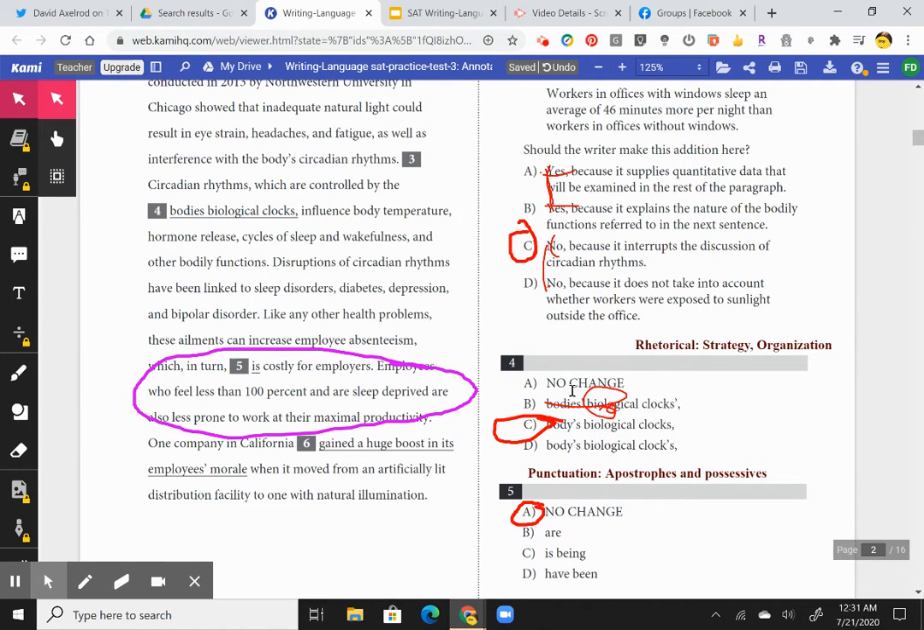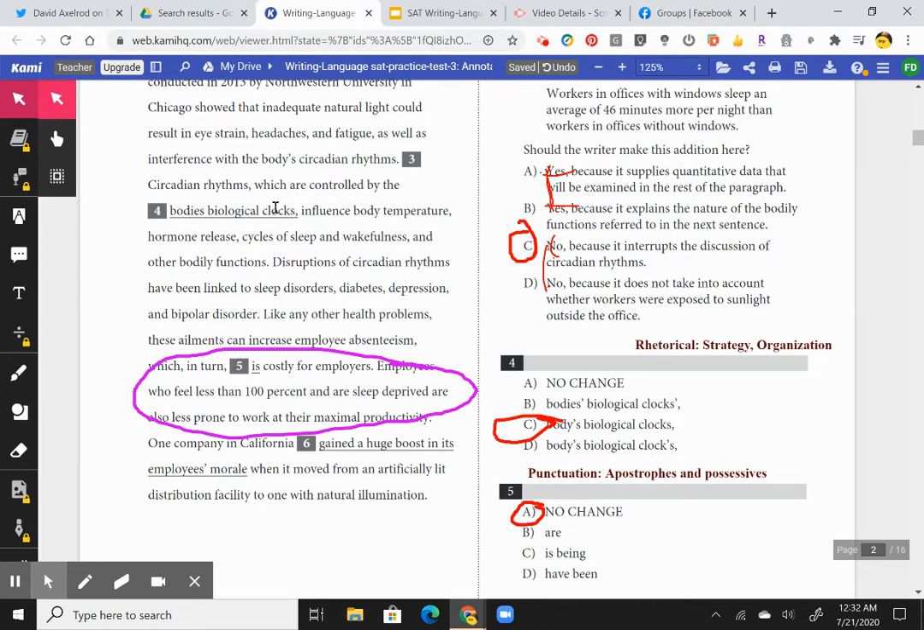We know that this is a punctuation type of question. We know that this is some sort of punctuation question. So we know bodies, biological clocks. Excuse me while I hit the eraser on this so you can see it. There we go. We know that the body's biological clock is what we're looking for. They're talking about one body, the body. So body apostrophe s biological clocks, which are controlled by the body's biological clocks.